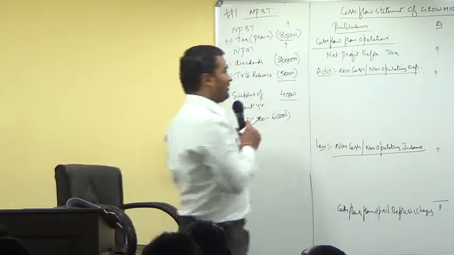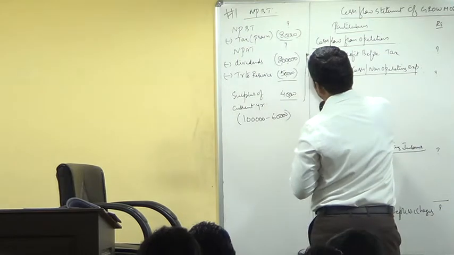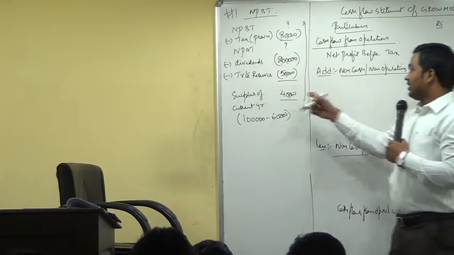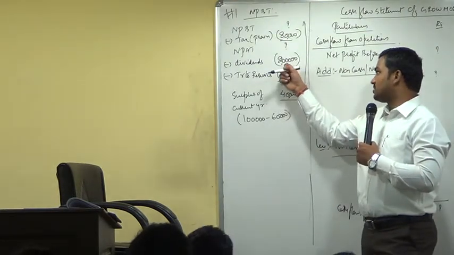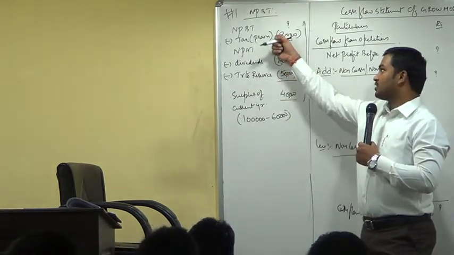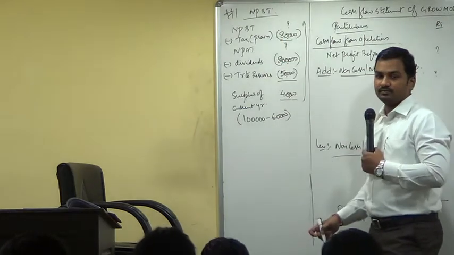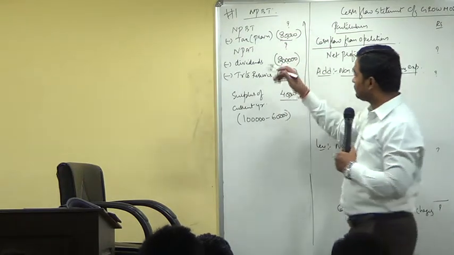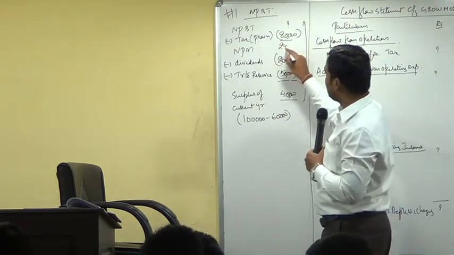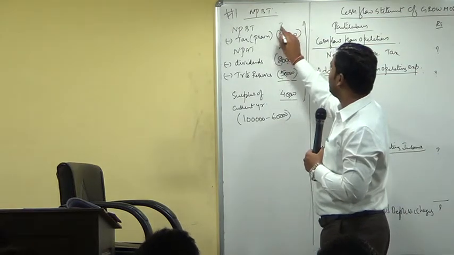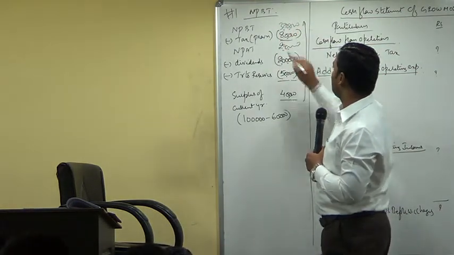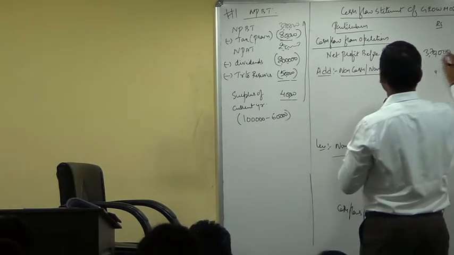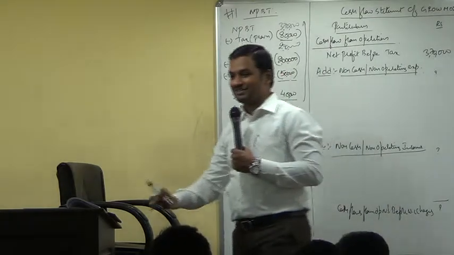So we will now go in the reverse direction. This plus this plus this, you will get this. This plus this, you will get this. We got our starting point: 3,70,000.